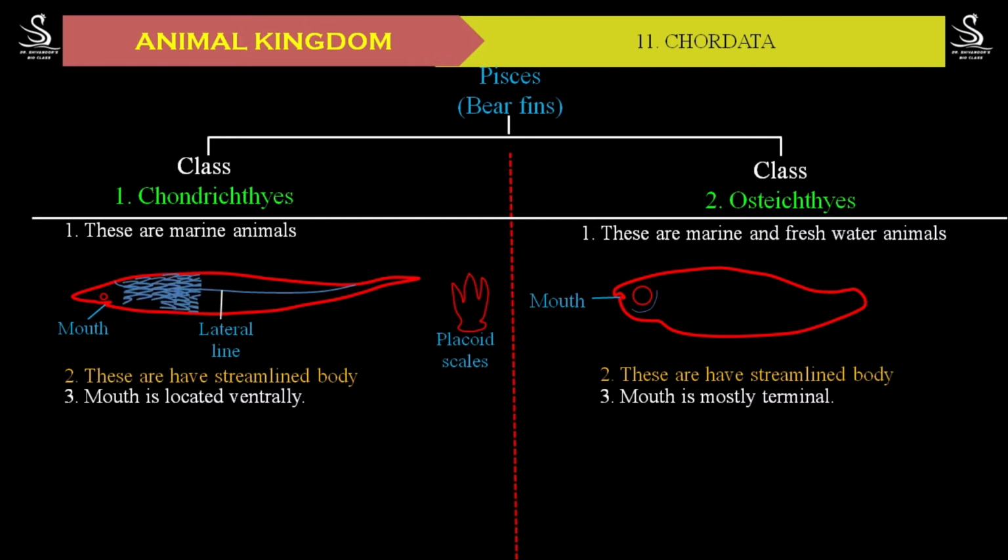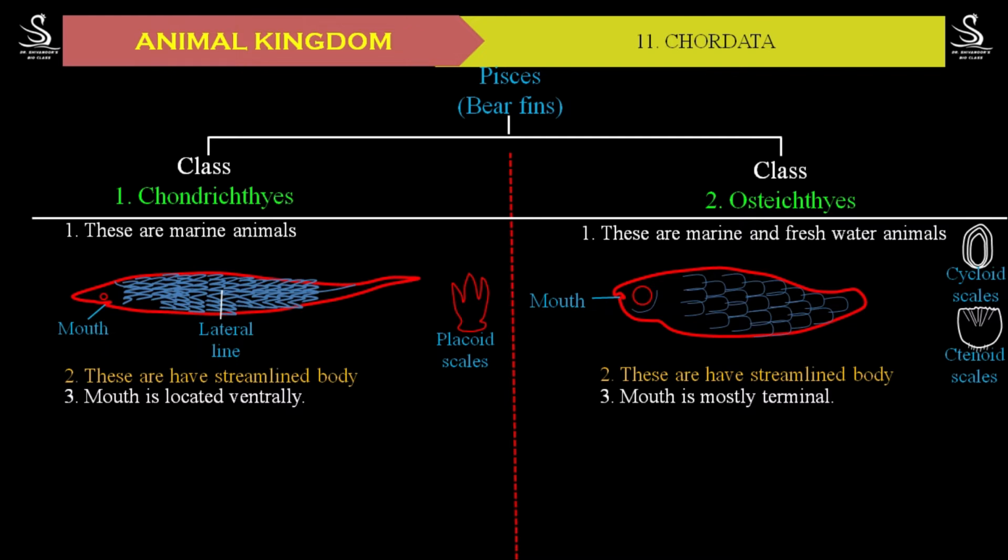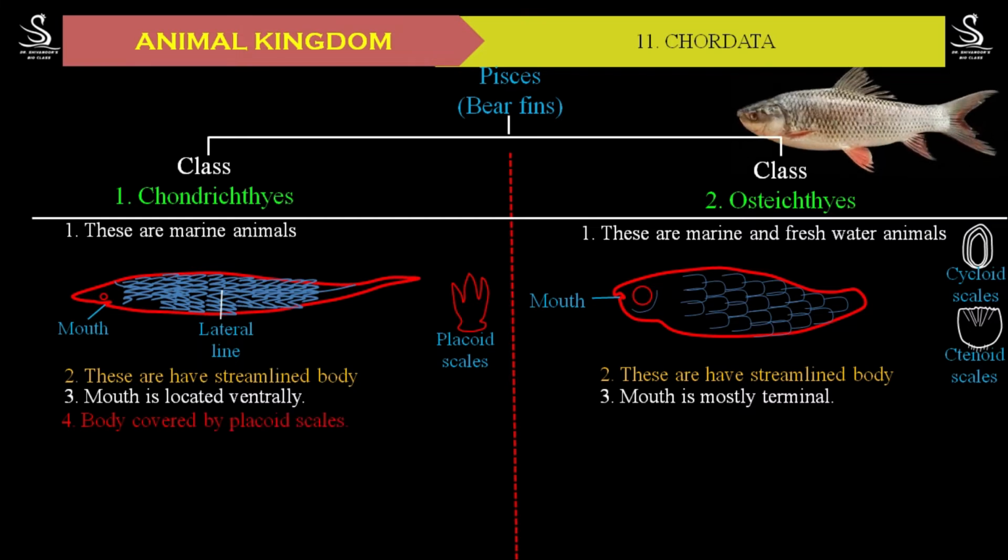Placoid scales, you might be observing, are very fine, and the points are directed towards the backside. Hence, you will find that the skin is very tough in Chondrichthyes fishes. In Osteichthyes fish, the body is covered by cycloid and ctenoid scales. Even these are backwardly directed, and the rings we observe on the cycloid scales even help us understand the age of the fish.